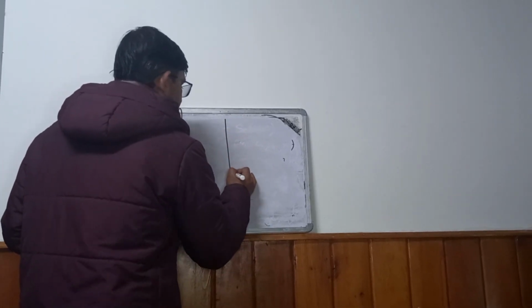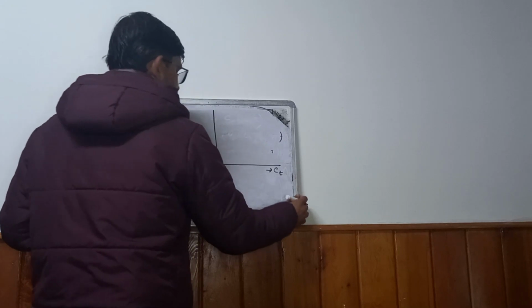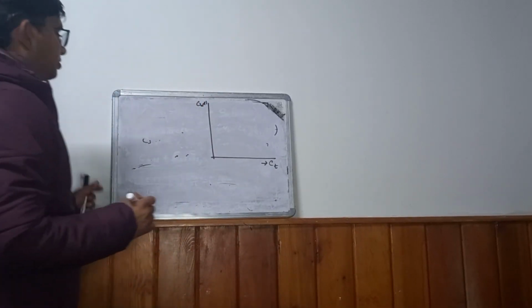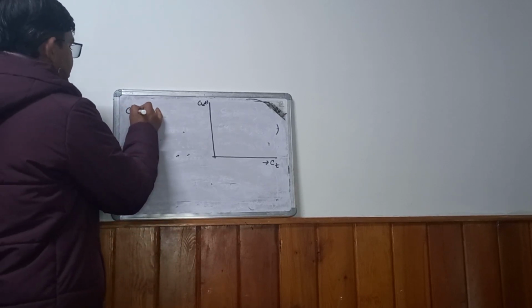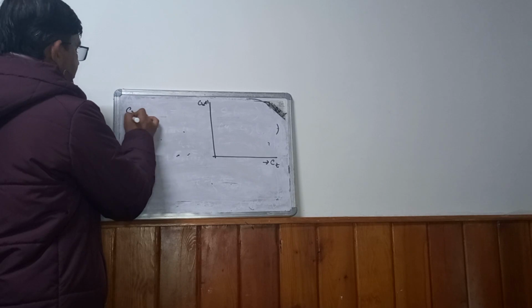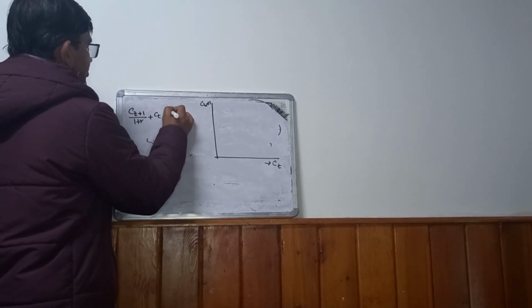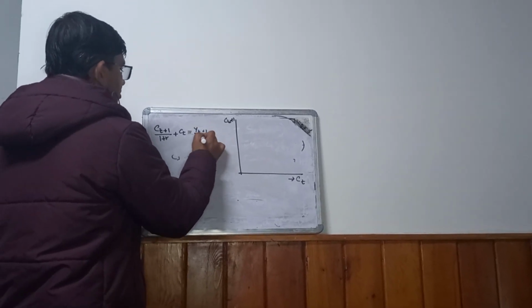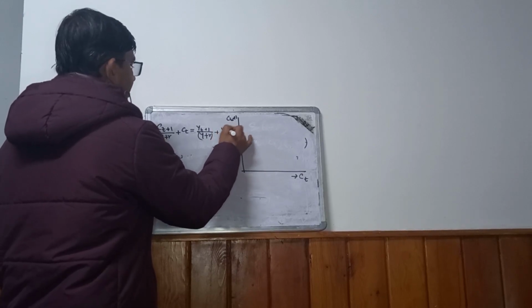So in this graph, on the horizontal axis we measure current consumption. On the vertical axis, we are measuring future consumption. So our equation is C(t+1) divided by (1 + r) plus C(t) equals Y(t+1) divided by (1 + r) plus Y(t).